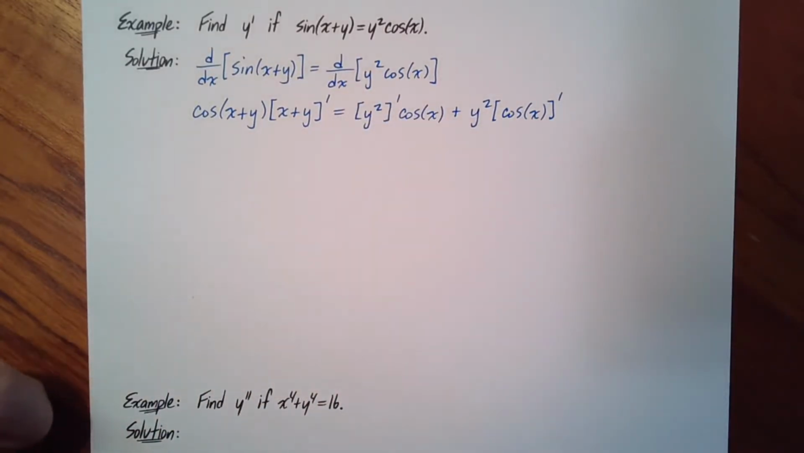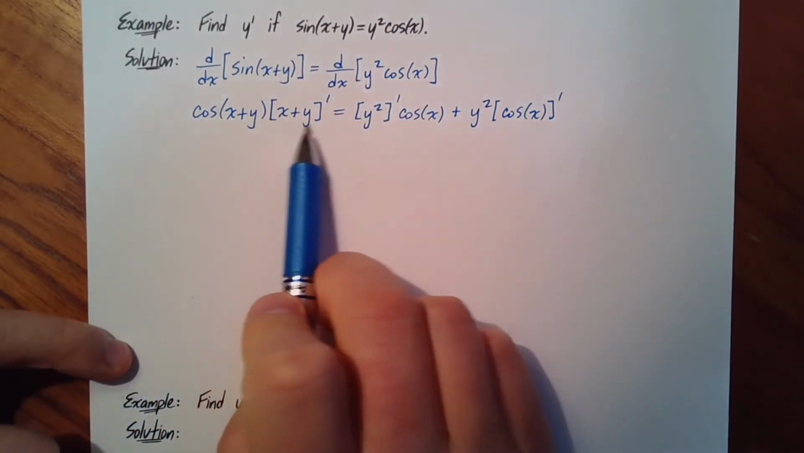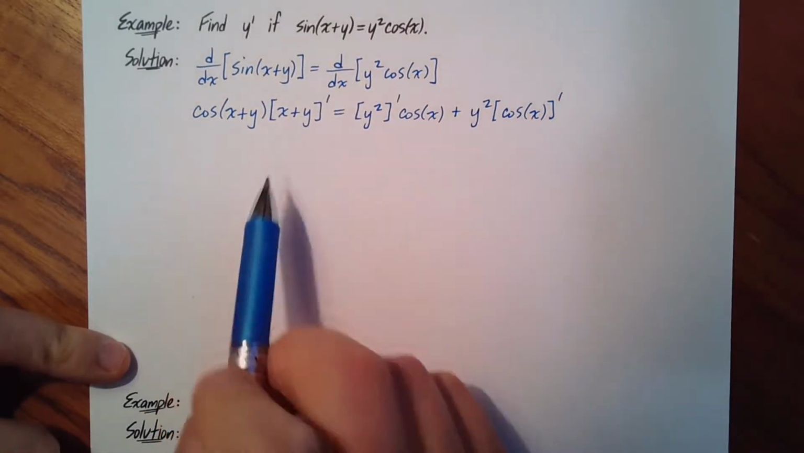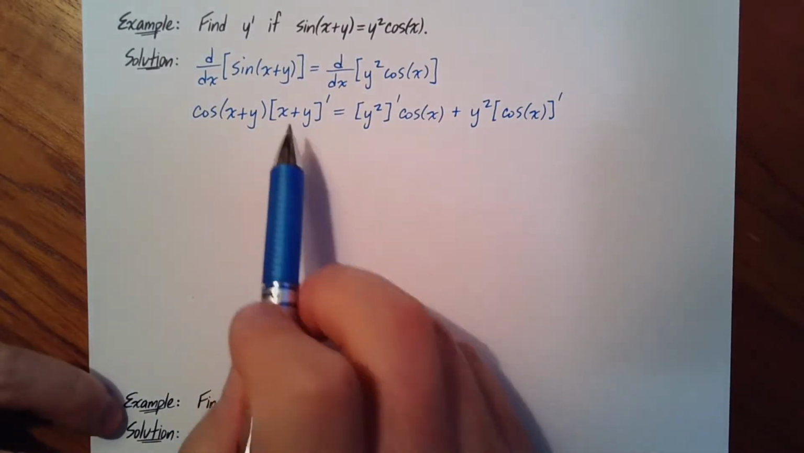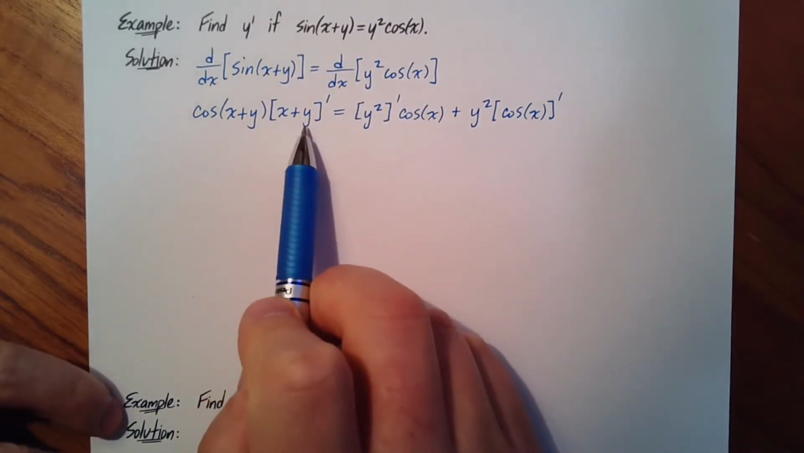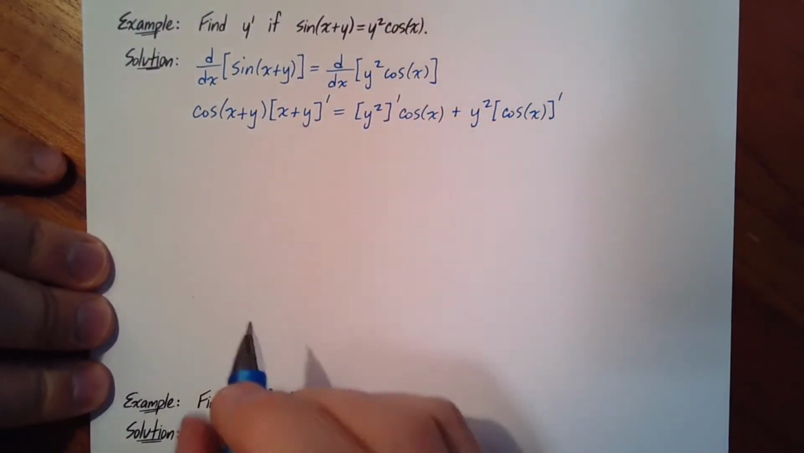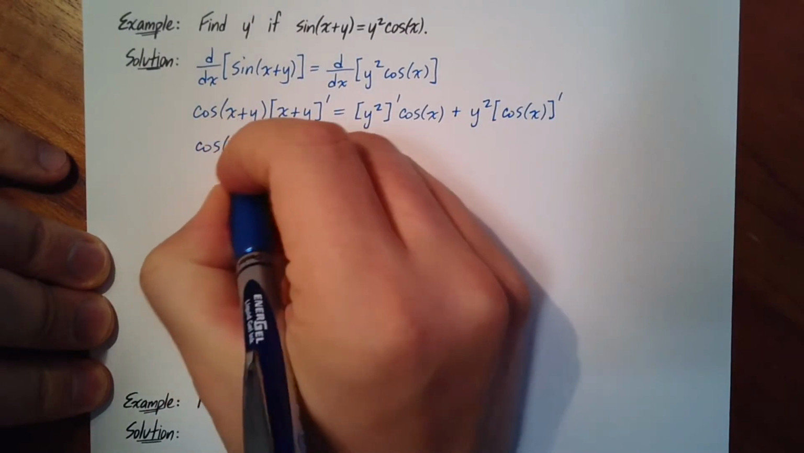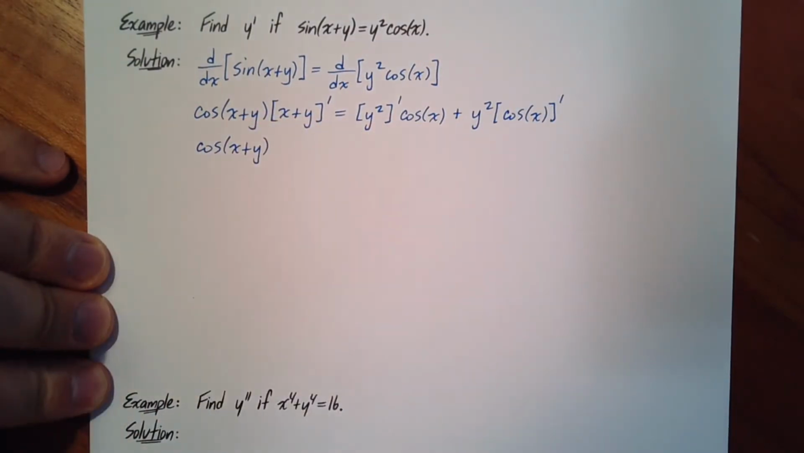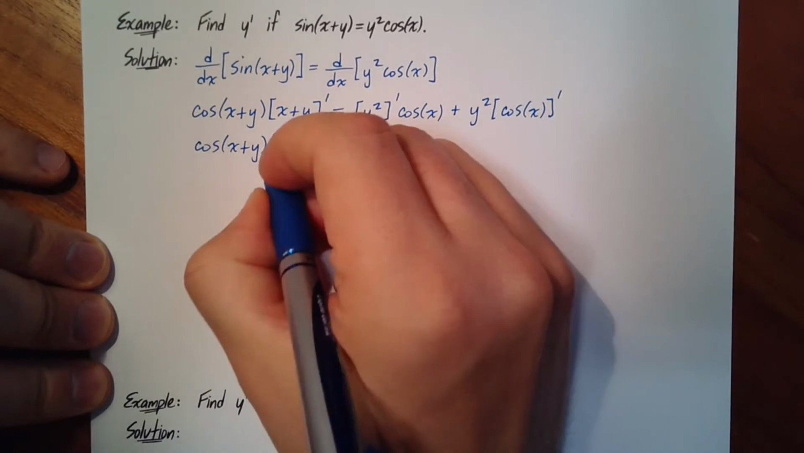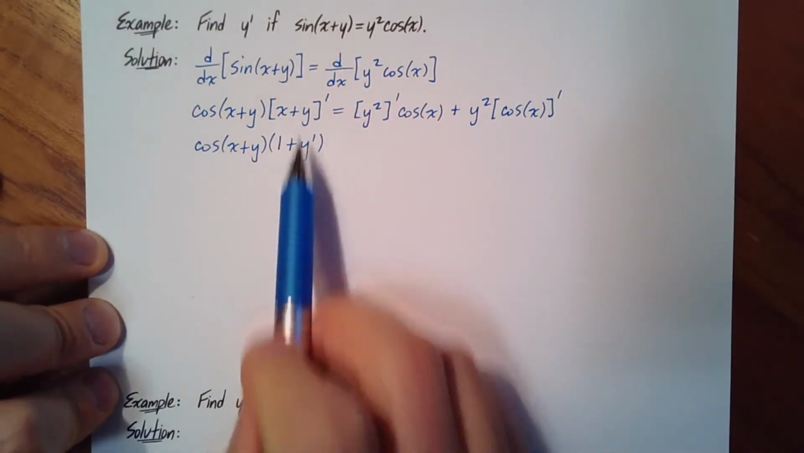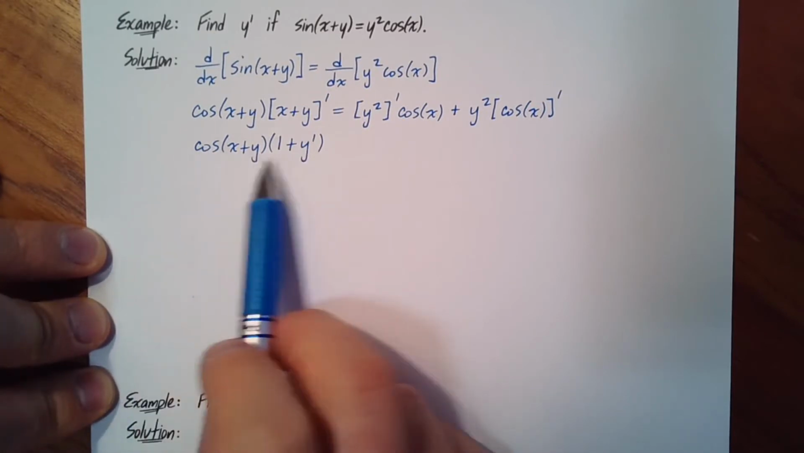So what are we going to do on our next step? Well, we're going to dig into these smaller derivatives, right? The derivative of x plus y, well, it's addition, so you can break it up and do it term by term. Derivative of x is just 1, and the derivative of y is just the derivative of y. We don't know what it is, so we're going to write that one down symbolically. So the next step, we're going to have cosine of x plus y multiplied by 1 plus y prime, because the derivative of y is y prime. So that's the left-hand side. Now there's no more derivatives left.